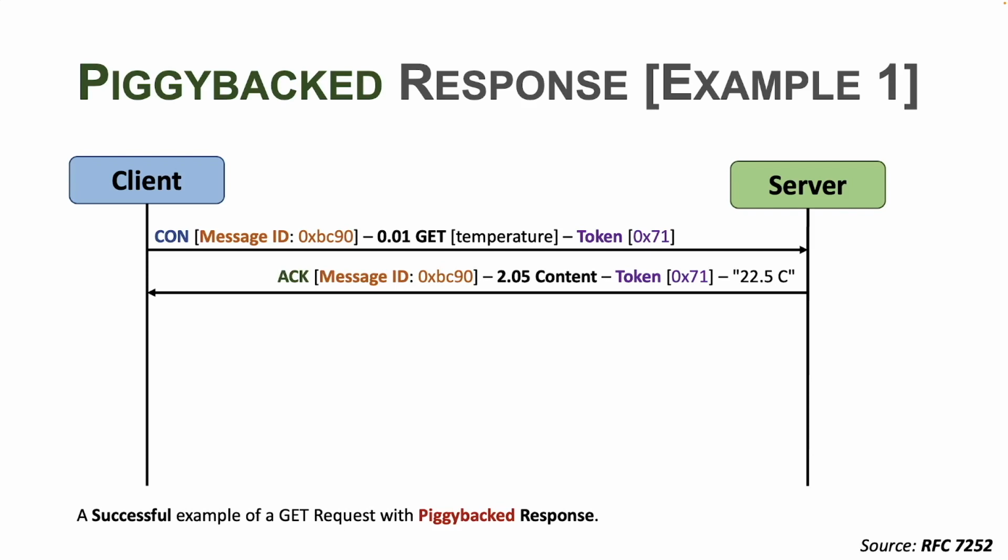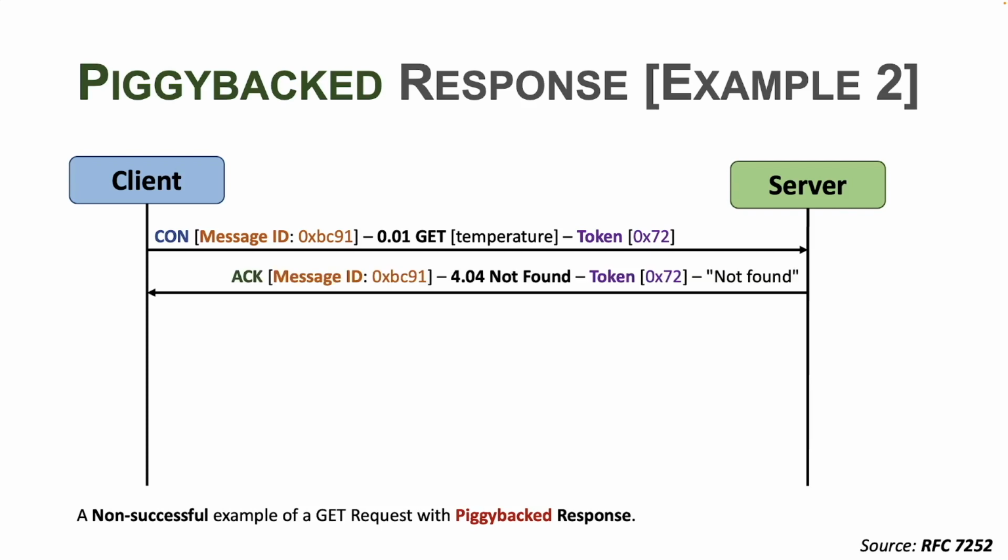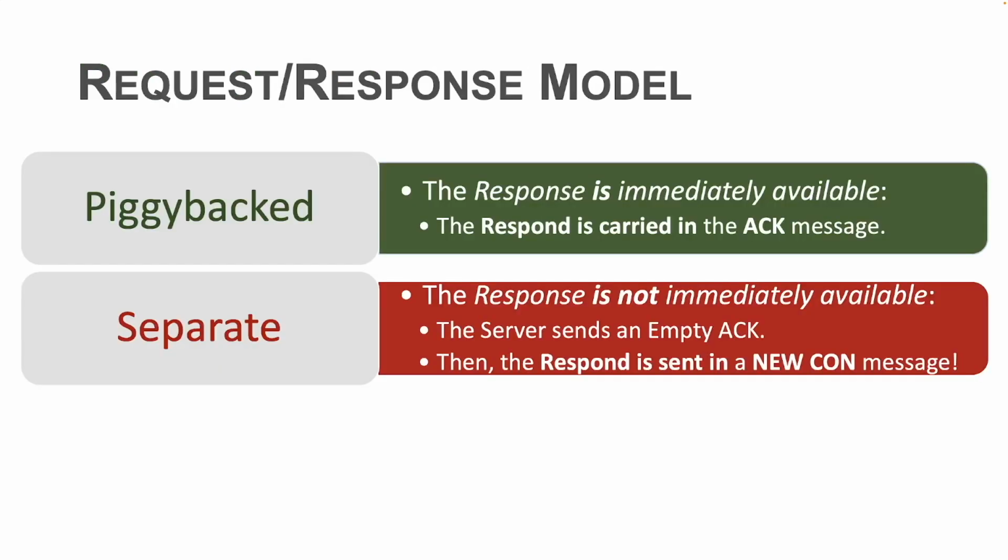The value of the temperature is immediately available, and therefore the server sends back to the client an acknowledgement message containing the response. Here is another example of a non-successful temperature get request with piggybacked response. In this case, the server sends back to the client an acknowledgement message containing the response code client error 4.04 not found, which is like the HTTP 404 not found.